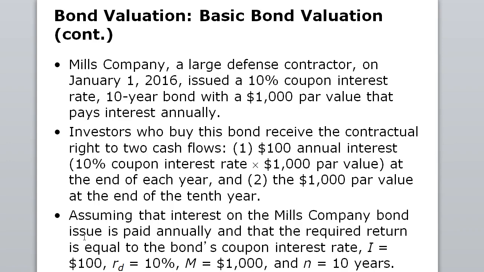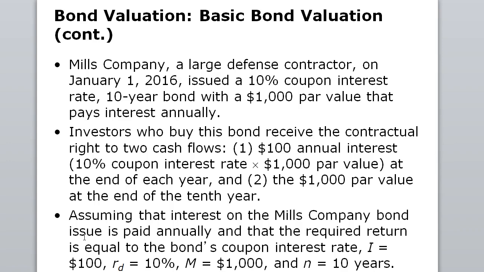All right. So if we look at Mills Company, a large defense contractor, in January they issued a 10% coupon interest rate, 10-year bond with $1,000 par. Investors who buy this bond receive cash flows of $100 a year, which is 10% times $1,000, at the end of each year, and $1,000 returned to them at the end of the 10th year. So assuming that the interest on the Mills Company bond is paid annually, though most are semi-annual, we're going to stay with annual here just to make it a little easier to calculate.